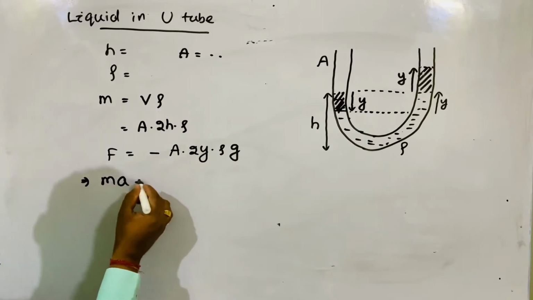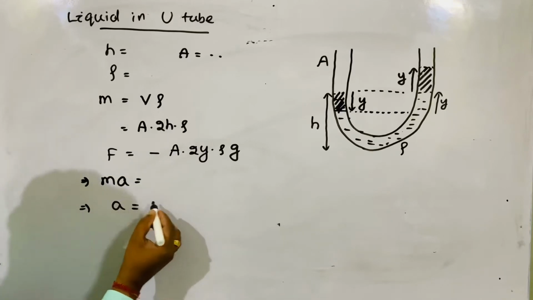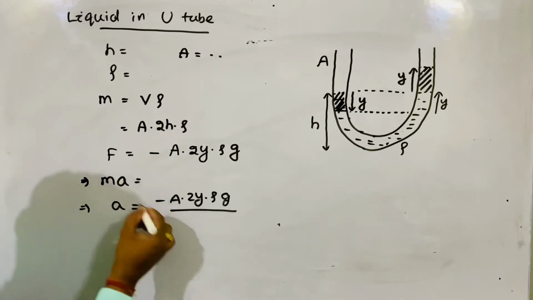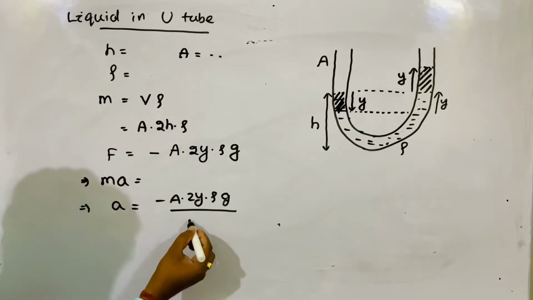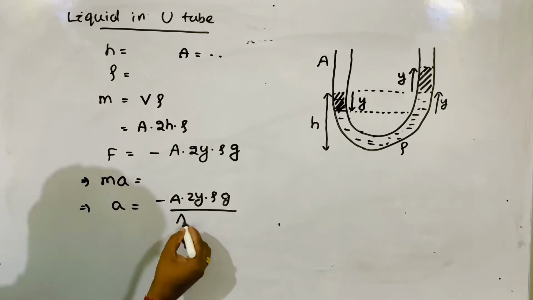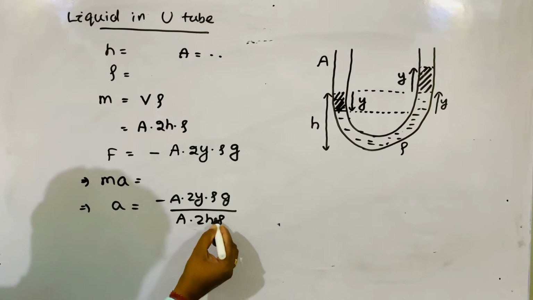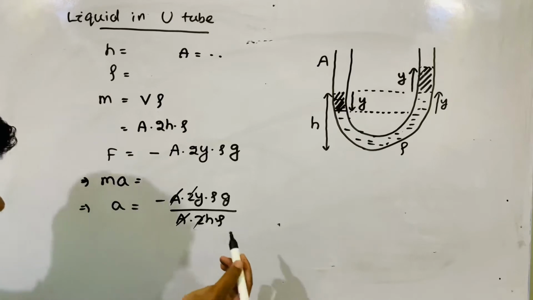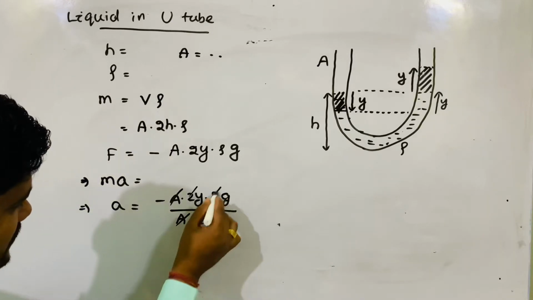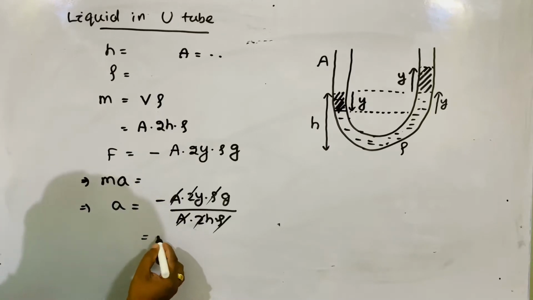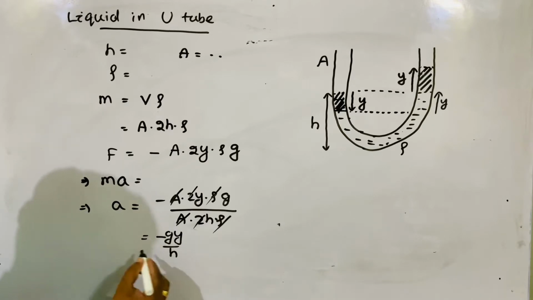But force is equal to mass into acceleration. Then acceleration is equal to 2y rho g by mass. And the mass you have already calculated: A 2h rho, you put it here. A cancels, 2 cancels, rho cancels. Then what remains here? Minus y g by h.